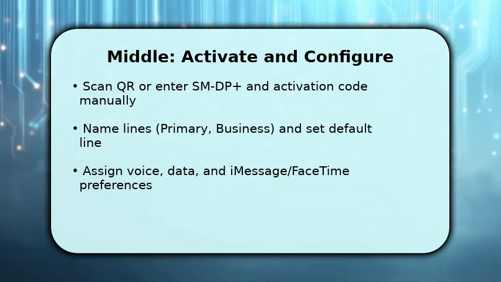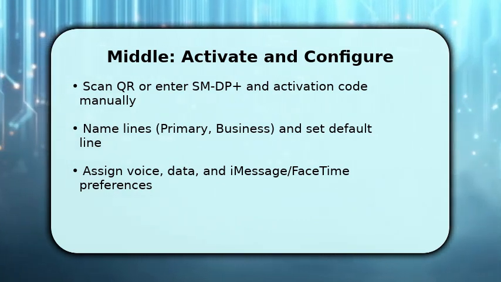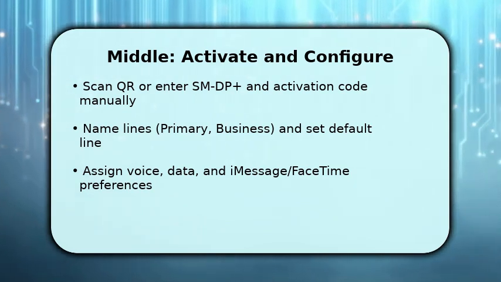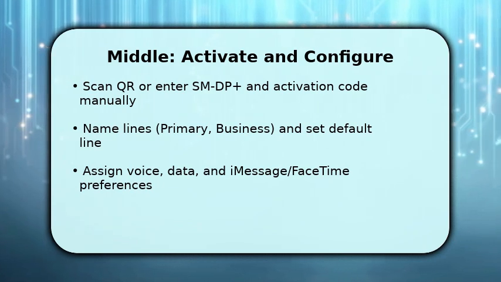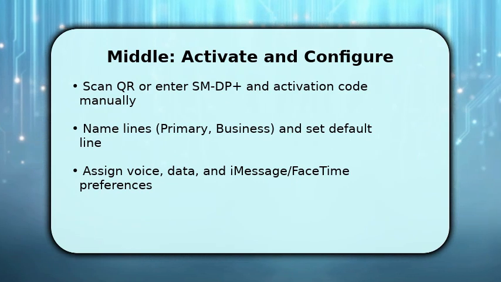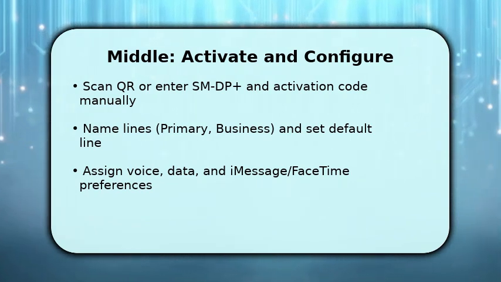and which for voice. Once activated, go to Cellular Plans to assign iMessage and FaceTime or change primary data. These choices determine billing and network preference, so choose based on cost and signal where you use the phone most.